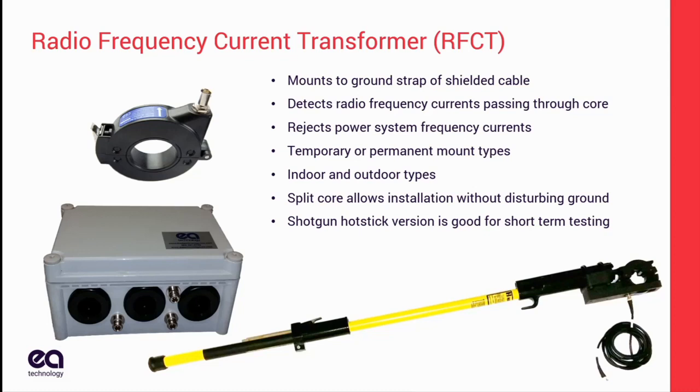We want to mount them to the shield, not to the conductor. If you put them on the conductor, then you've got thousands of amps perhaps that you need to reject. And that's a lot harder. You also have safety issues. So I can put it on the ground shield. I'm good.